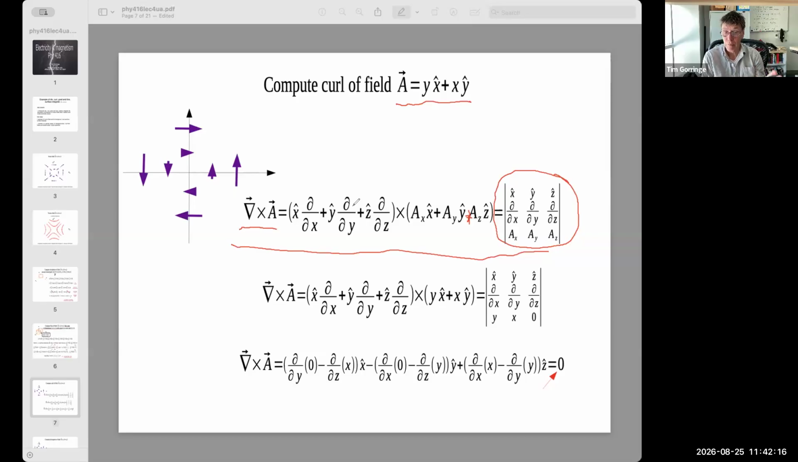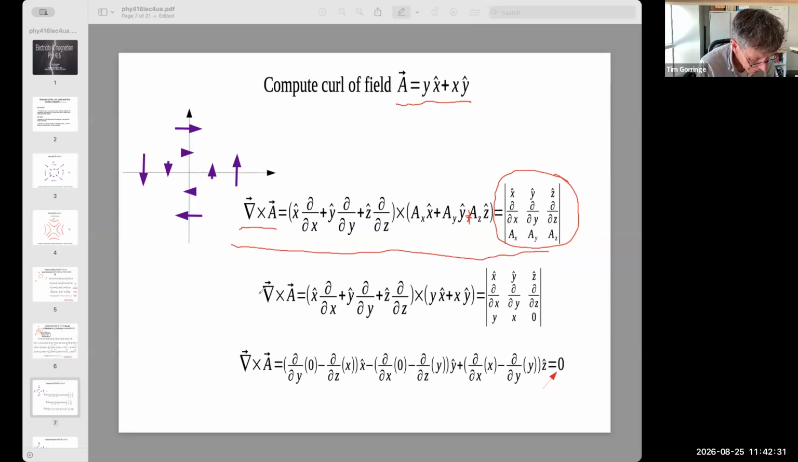The second row is the first vector in your cross product, its components, which are just the partial differentials with respect to x, y, and z. And then the third row is the components of the second vector, which in this case is the x, y, z components of the field A. So I've just written that in.